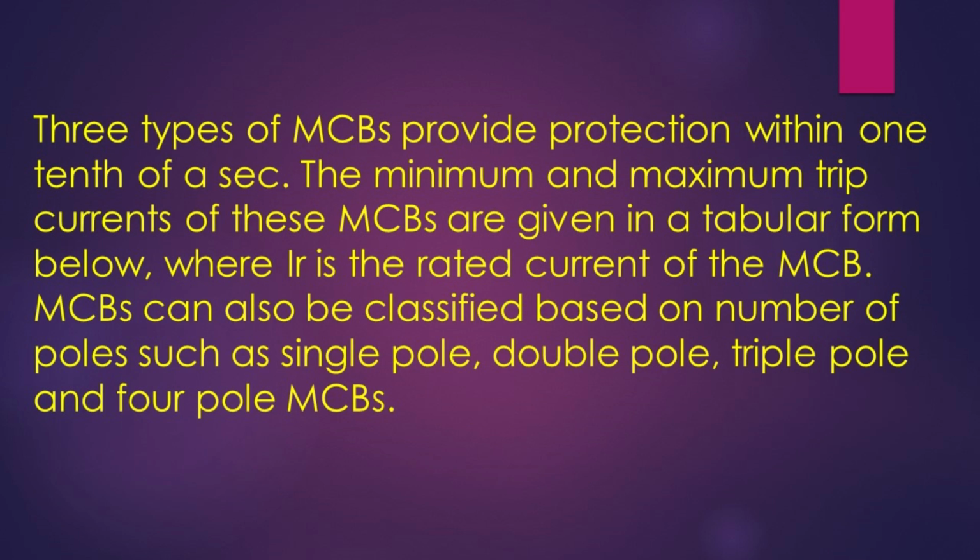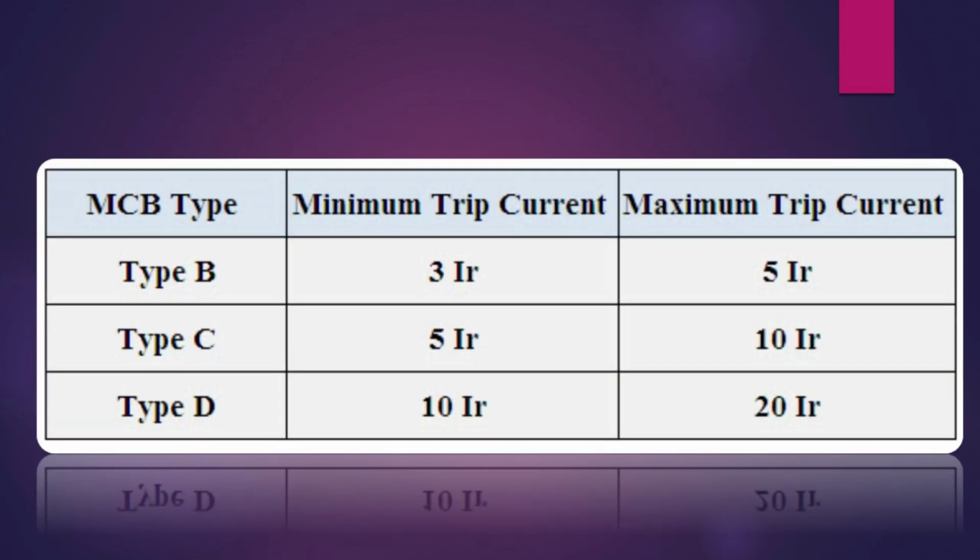Three types of MCBs provide protection within 1/10 of a second. The minimum and maximum trip currents of these MCBs are given in tabular form below, where IR is the rated current of the MCB. MCBs can also be classified based on number of poles, such as single pole, double pole, triple pole, and 4-pole MCBs.